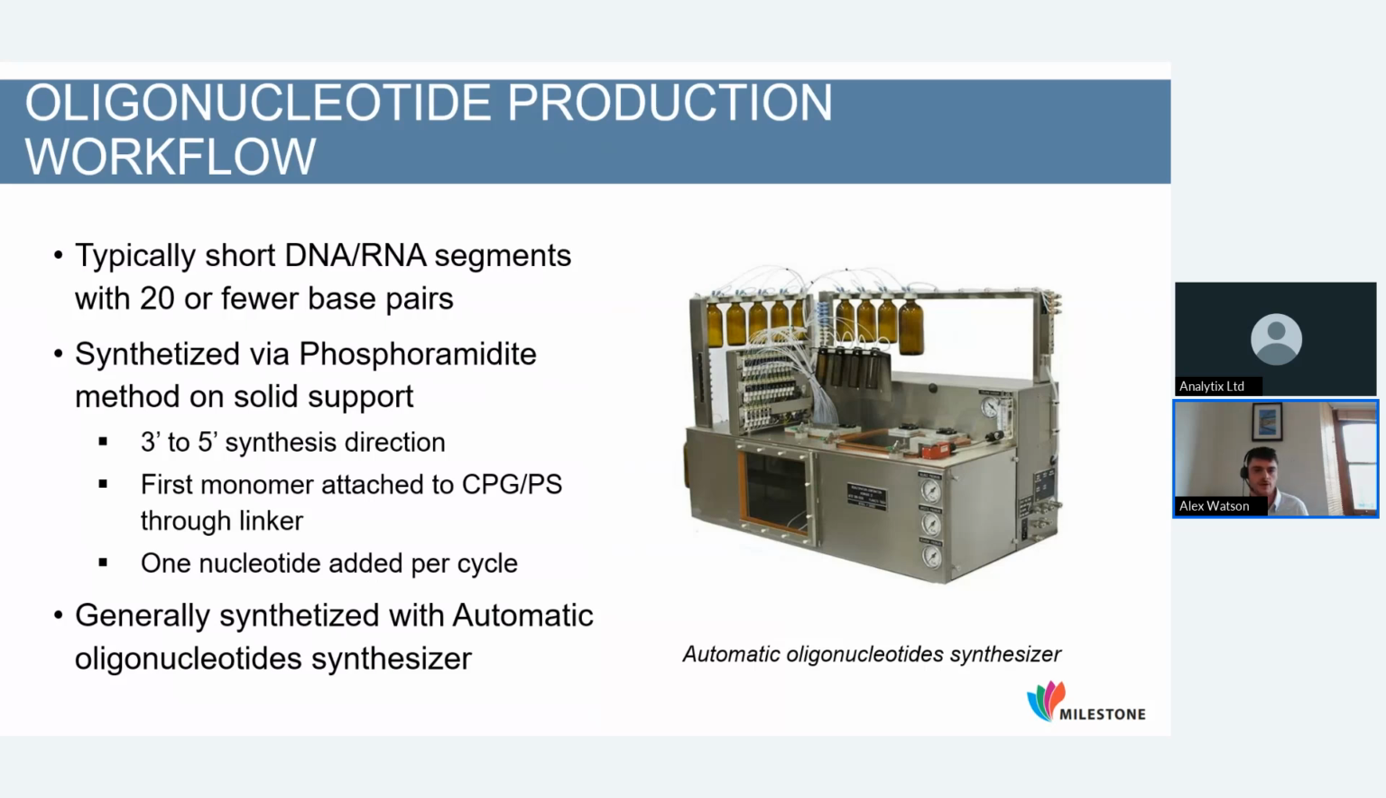How do we produce oligonucleotides? So how are we doing this synthesis? There are a few different techniques, but by far the most established and widely used is solid phase synthesis via the phosphoramidite method. So here we're using a solid support and attaching our first nucleotide via a linker. We then, for every cycle of this process, add a single specific nucleotide in a growing chain in the 3' to 5' direction.